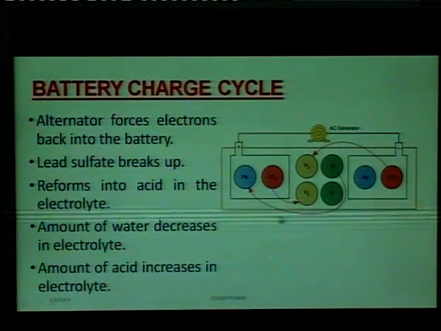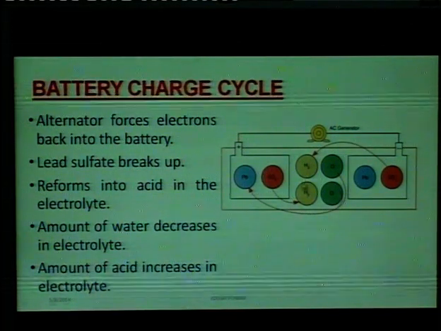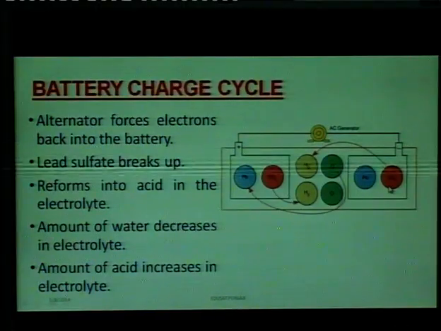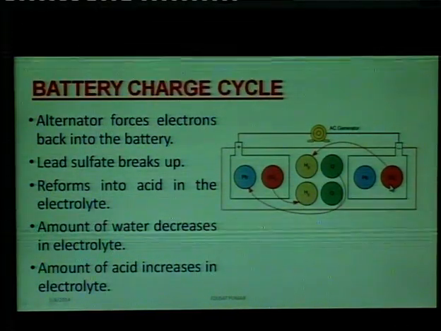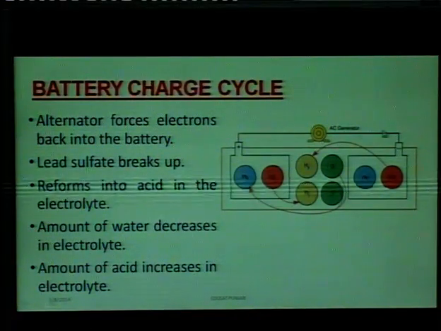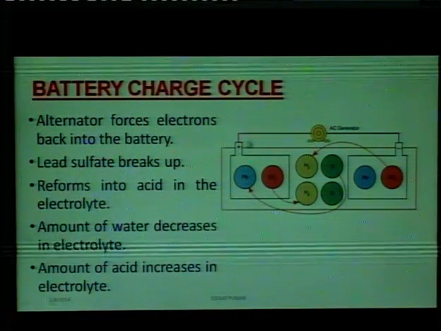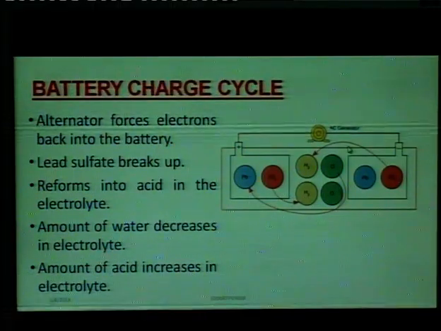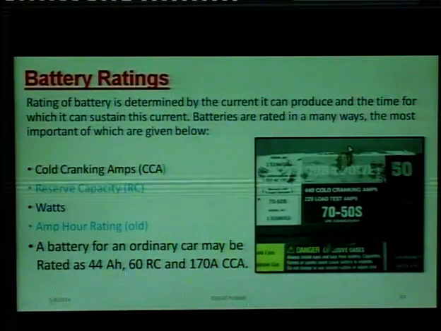and form the lead peroxide, while the hydrogen reacts with the sulfate and forms the sulfuric acid. How is it possible? When we connect it with the AC generator, we give it electricity, we give it supply, and the battery will charge.